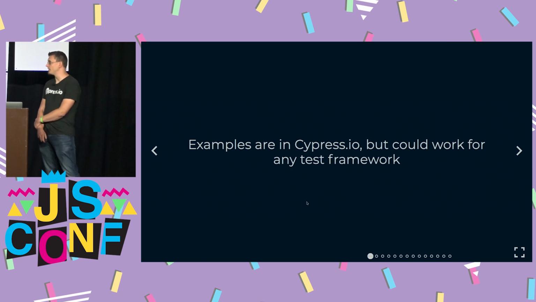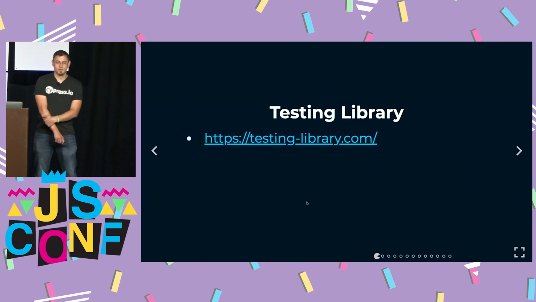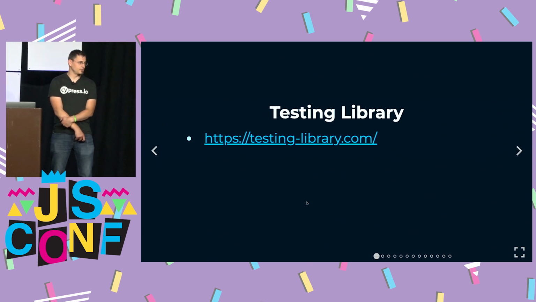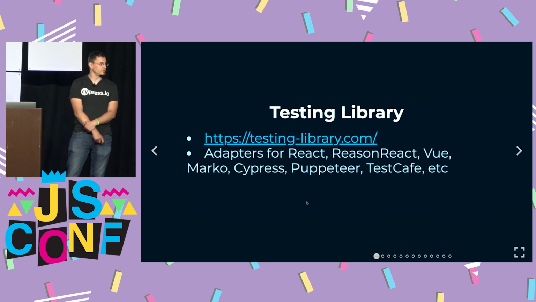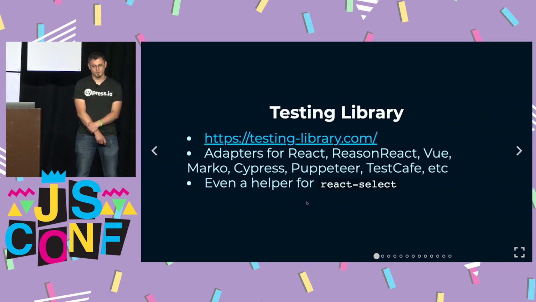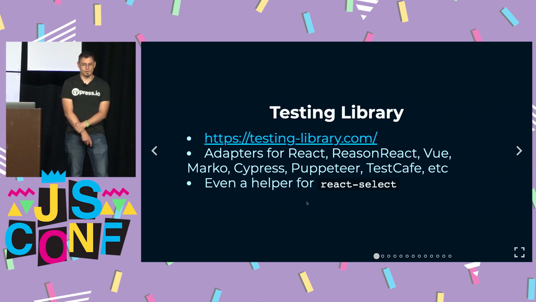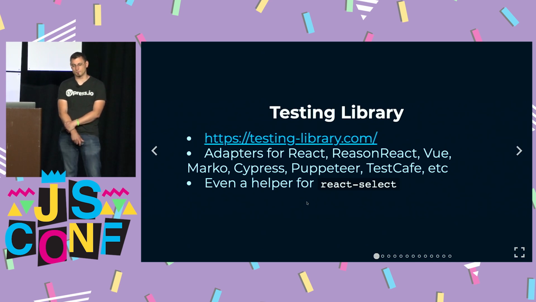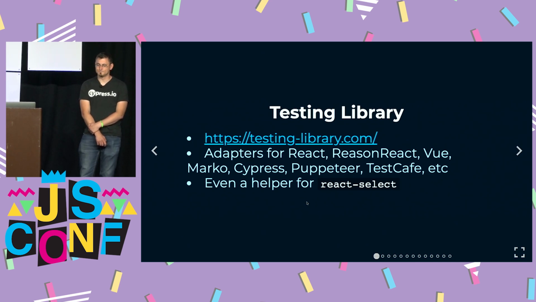So I said before, all our examples are in Cypress, but it could work for any framework. Some of you have heard of React Testing Library. Originally that started as React Testing Library, and then it was abstracted into Testing Library, which added adapters for a bunch of different things, including React, Vue, Cypress, Puppeteer, and TestCafe. I remember first hearing about that for Cypress. They even have one helper for React Select, and that was surprising to me because we were doing that, I think, before Testing Library added it, but it's listed as one of their adapters. So I thought that was pretty cool because it was along that same idea.